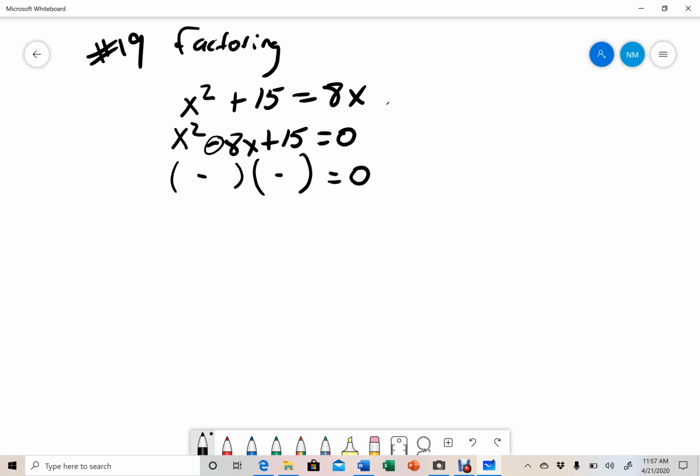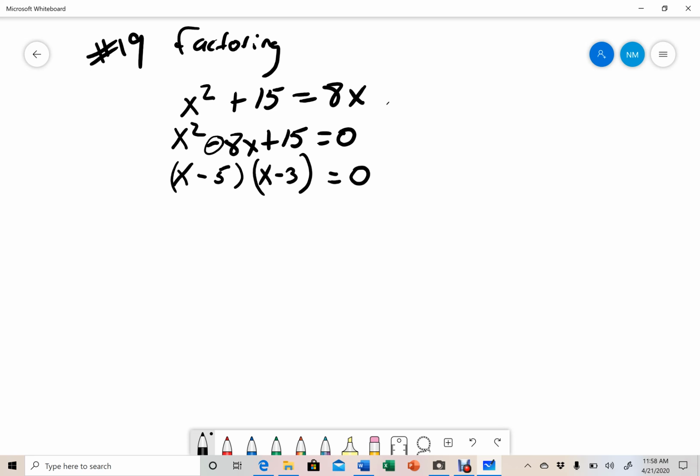Okay, so I can just put those there. I know I'm going to have an x here and an x here. Okay, so I just put my terms in there. This is 5 and 3, okay? If I factored this out, I would get this right here, okay? And I can check that to make sure that that's correct, but it is what it is.